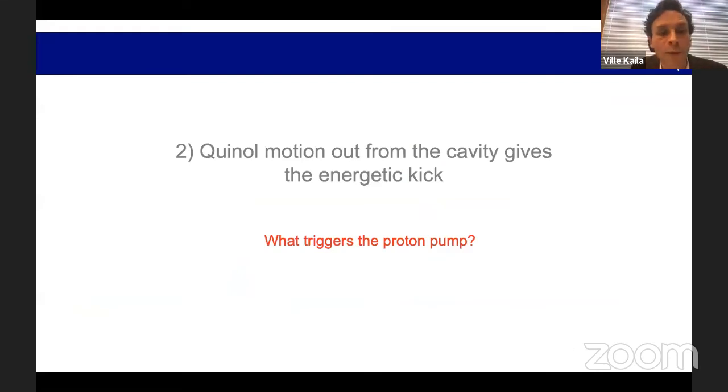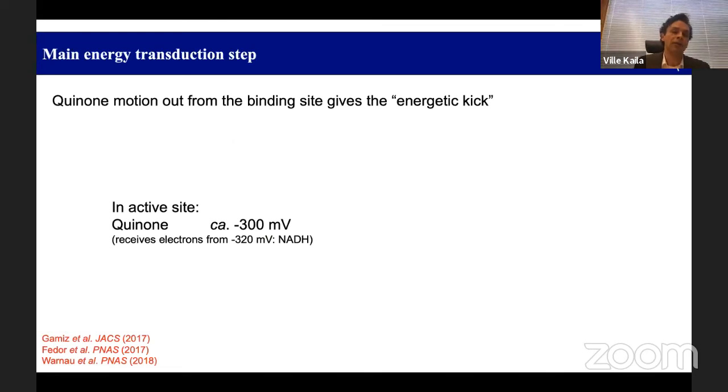Good. So we have now formed quinol. And then what we think is happening is that the quinol motion out from the cavity is giving the energetic kick for the proton pump. And the reason for this is that when we look at the quinone redox potentials in the active site, it has a very low potential, around -300 millivolts or so.